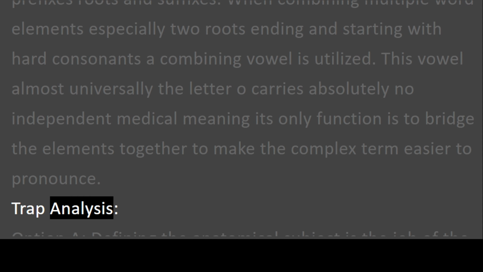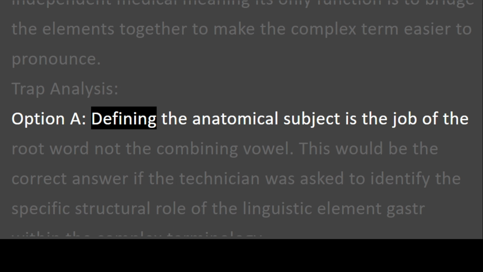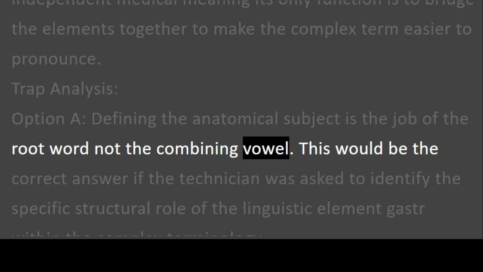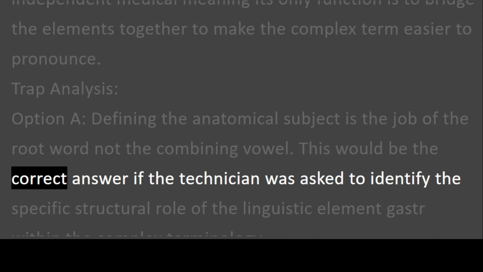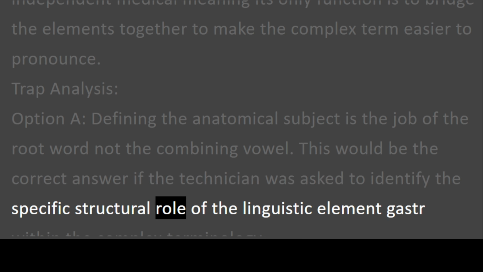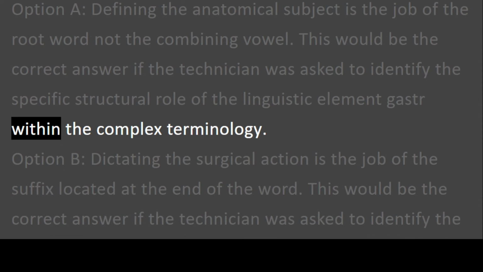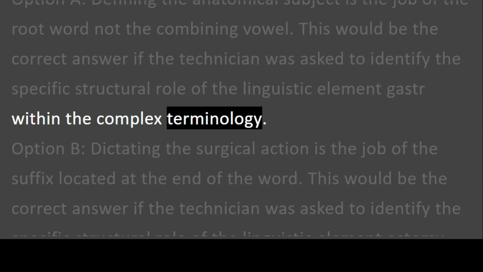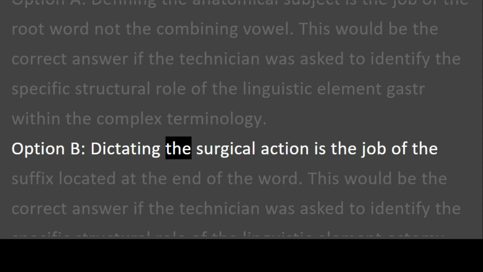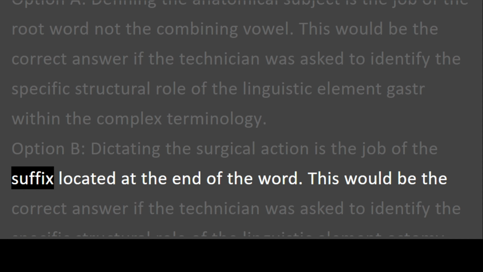Trap analysis. Option A. Defining the anatomical subject is the job of the root word, not the combining vowel. This would be the correct answer if the technician was asked to identify the specific structural role of the linguistic element gaster within the complex terminology. Option B. Dictating the surgical action is the job of the suffix located at the end of the word.